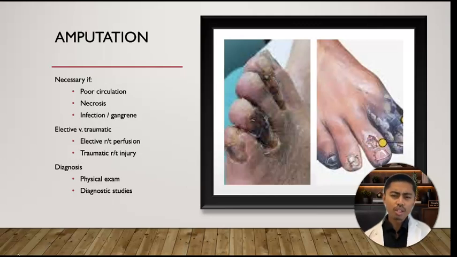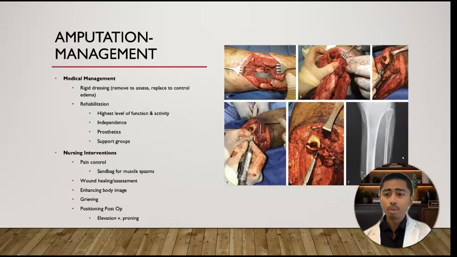So why are vascular studies done before elective amputation? It's because that helps determine viable tissue level and to ensure adequate perfusion for healing. When we talk about amputation management, we want to make sure we provide rigid dressing. This helps reduce edema, and we want to make sure we remove or replace the dressing as ordered.